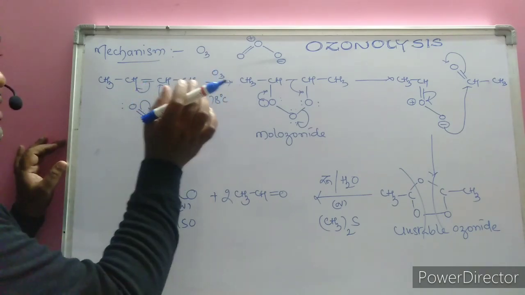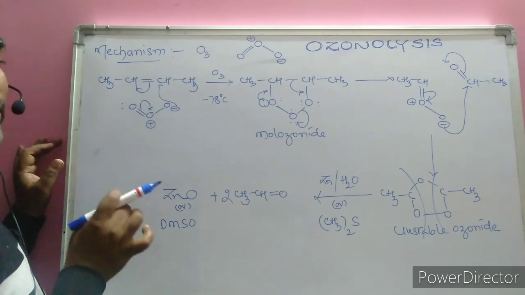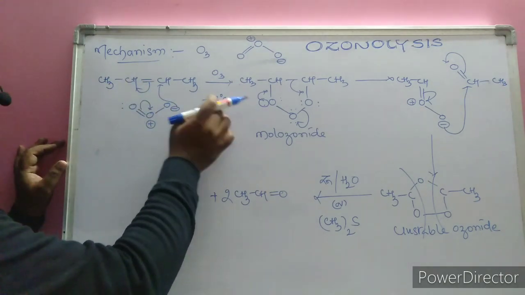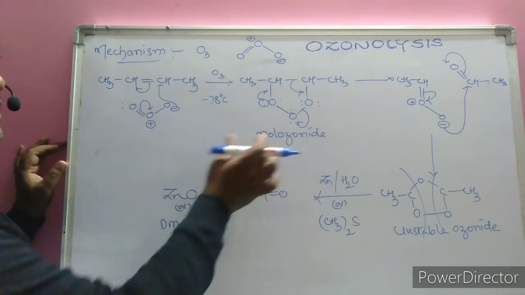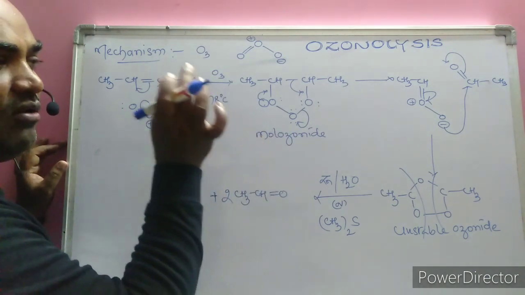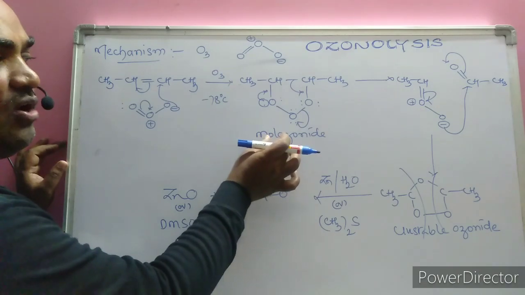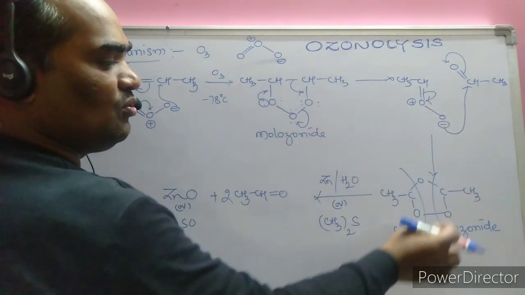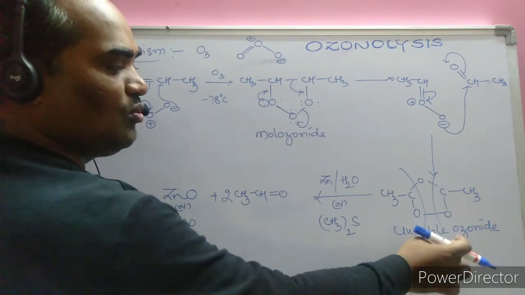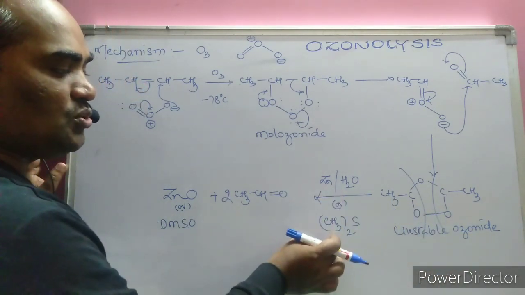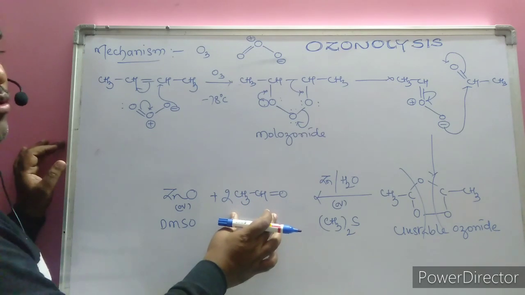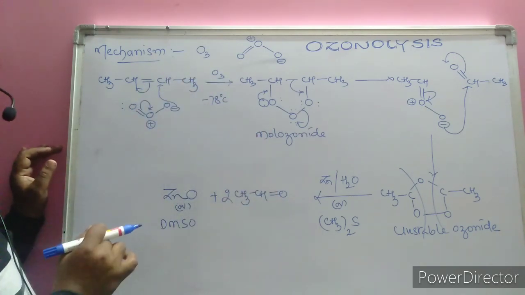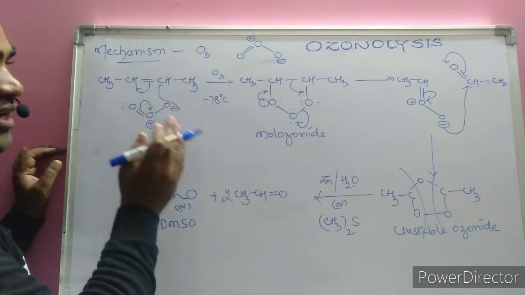In the presence of inert solvents like dichloromethane, carbon tetrachloride or chloroform, at very low temperature, approximately minus 78 degrees centigrade, it forms a very unstable intermediate called molozonide, which undergoes rearrangement to give an unstable ozonide, which on hydrolysis gives the respective carbonyl compound. This is the mechanism of ozonolysis. That is what we need to point out.